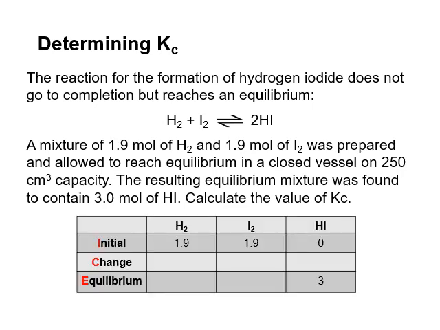So the first thing you need to do is build your ICE table and populate it with what you know. So you're given the initial moles of H2 and I2. HI is not mentioned, so we assume it starts at 0. And then you were told that the equilibrium mixture contained 3 moles of HI. So you can populate your equilibrium moles of HI.